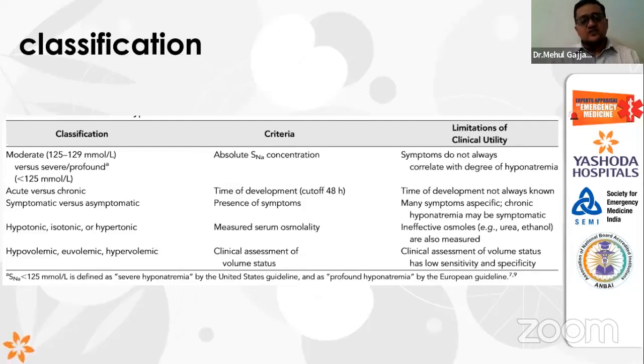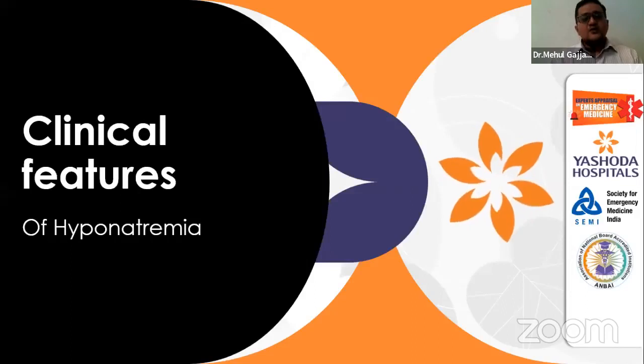The last one is based on the volume status, that is hypovolemic, euvolemic, or hypervolemic hyponatremia. But clinical assessment of volume status also has low sensitivity and low specificity. So these are the various classification systems for hyponatremia. Coming to clinical features.